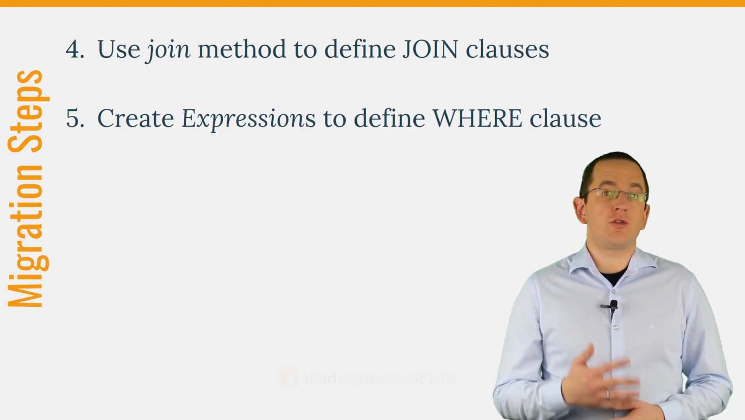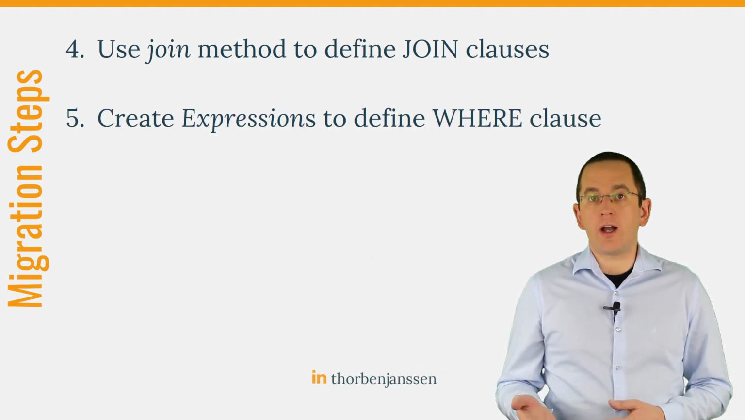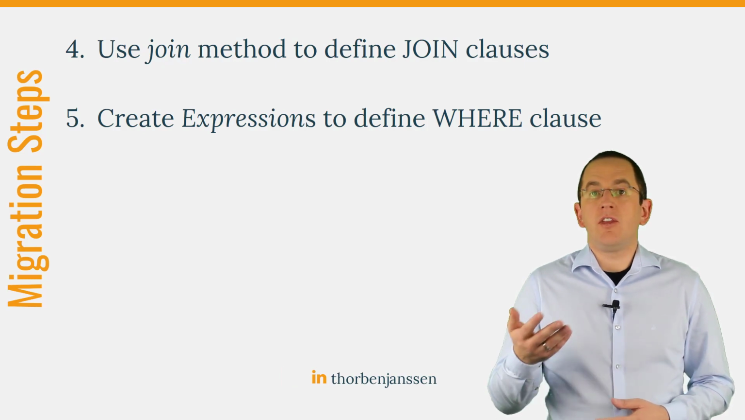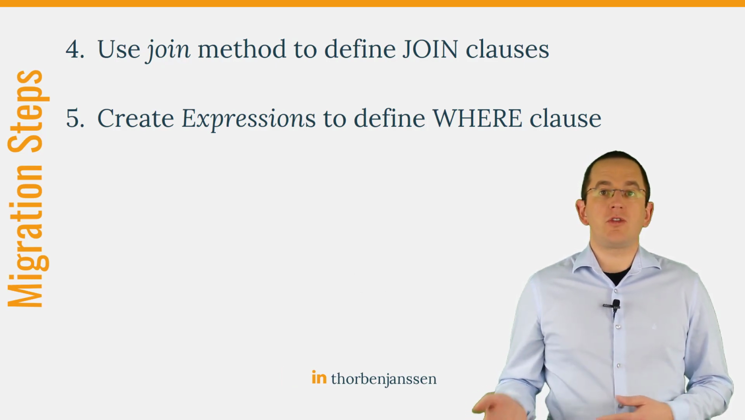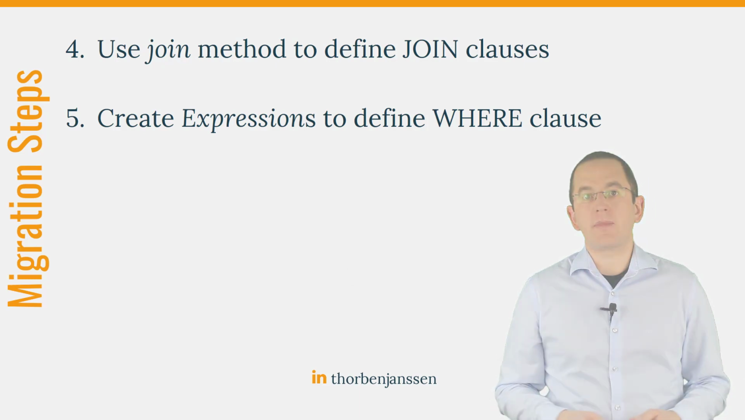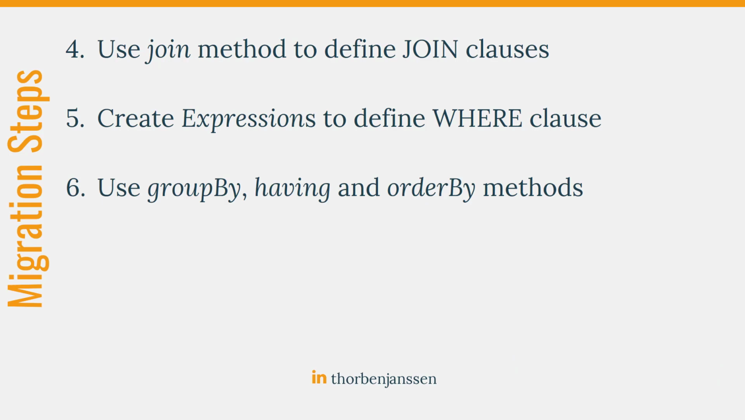Create expressions using the Criteria Builder to define your where clause instead of calling the add method on the criteria interface. The resulting code is much more verbose and often harder to read than your previous Hibernate-specific criteria query. Call group by, having, and order by on the criteria query interface to define your group by, having, and order by clauses. This approach is very similar to the generated SQL statement. Using Hibernate's deprecated criteria query, you define these clauses as part of your projection.